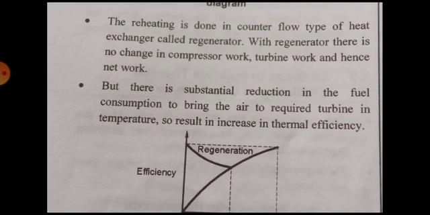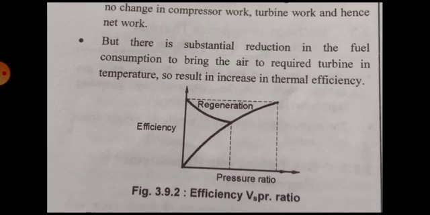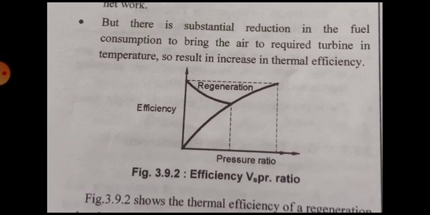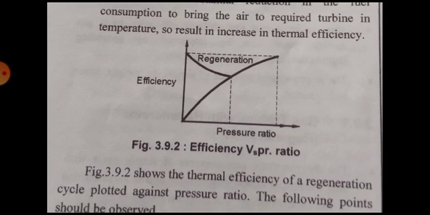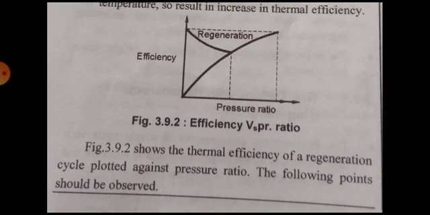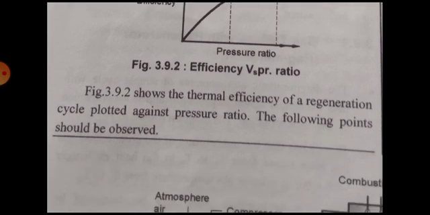With a regenerator, there is no change in compressor work, turbine work, and hence net work. But there is a substantial reduction in the fuel consumption to bring the air to the required turbine inlet temperature, which results in increasing thermal efficiency. Here is the efficiency, and the pressure variation is shown in the figure. The figure shows the thermal efficiency of a regeneration cycle plotted against pressure ratio. The following points should be observed.